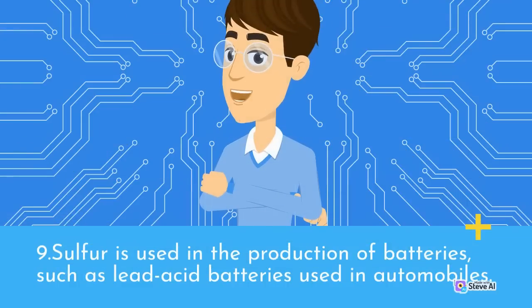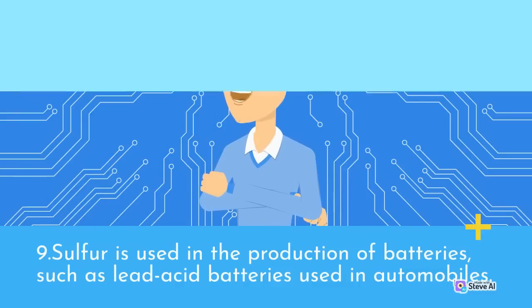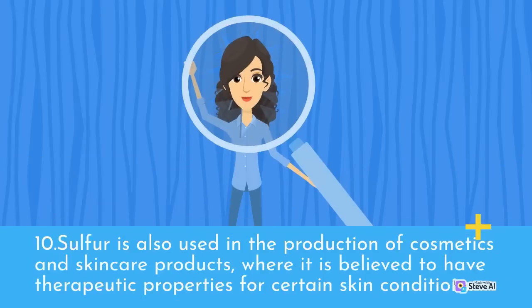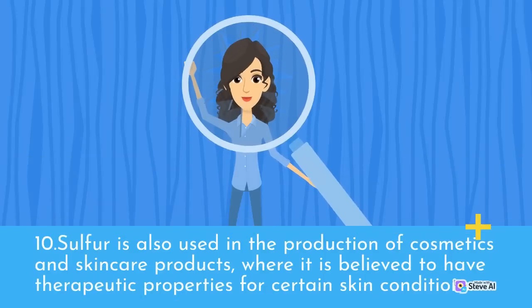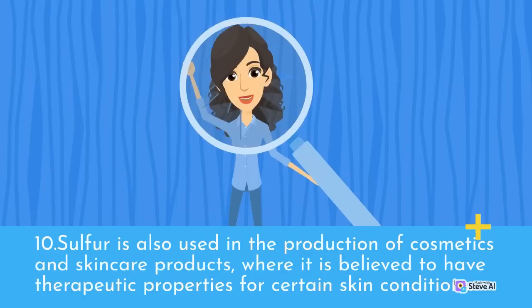9. Sulfur is used in the production of batteries, such as lead-acid batteries used in automobiles. 10. Sulfur is also used in the production of cosmetics and skincare products, where it is believed to have therapeutic properties for certain skin conditions.